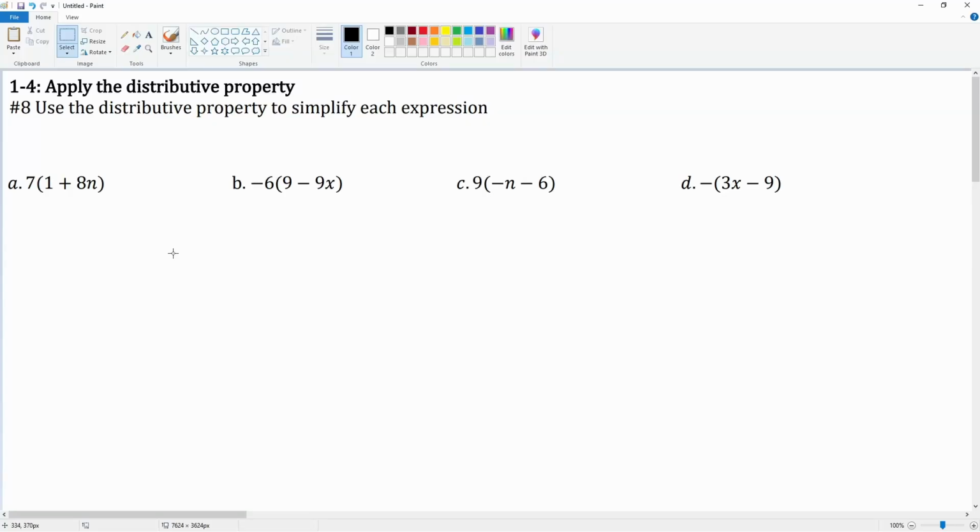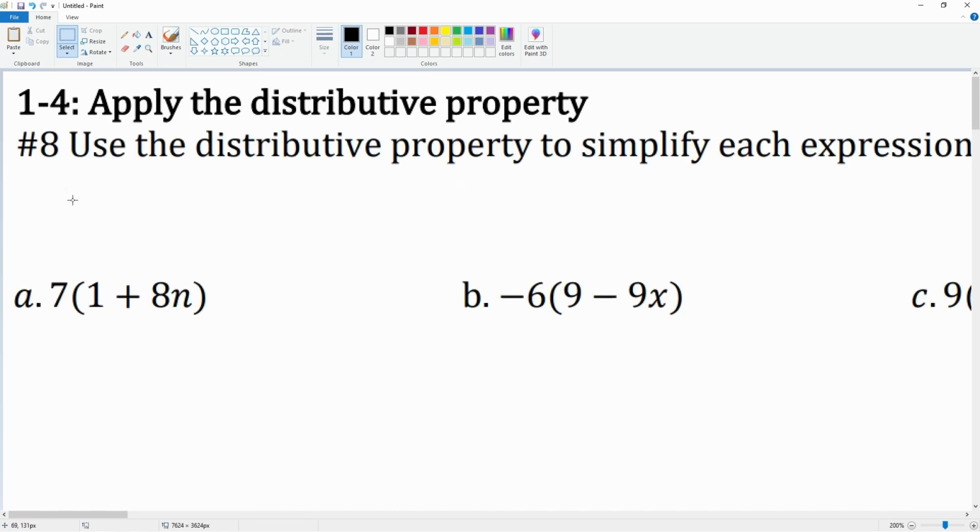1-4, apply the distributive property. Number 8, use the distributive property to simplify each expression. So we see there is a number in front of the parentheses. There's some stuff on the inside. So we're going to now use the distributive property to get rid of the parentheses.